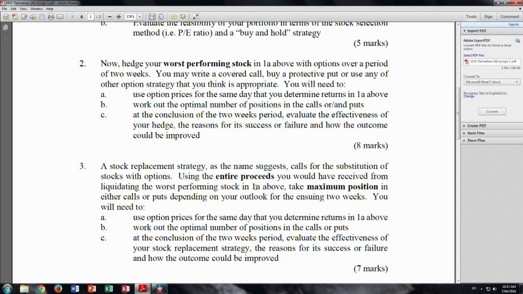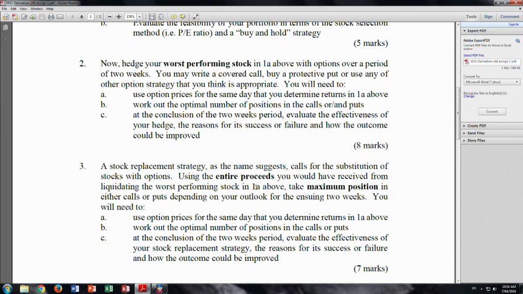Given that it's a partial hedging of risk, that's one thing you can talk about too in part C. So at the conclusion of 2 weeks, evaluate the effectiveness. Effectiveness means evaluating in terms of your objective, whether you have met your objective or not, and the reasons for your success or failure. You can look at the market and look at your strategy. If your strategy is, let's say, a bullish strategy, what is the market condition in that 2 weeks? Was it bullish? If it's bullish, then perhaps you've adopted the right strategy. If it's bearish, then your strategy is perhaps wrong. So you can think of that.